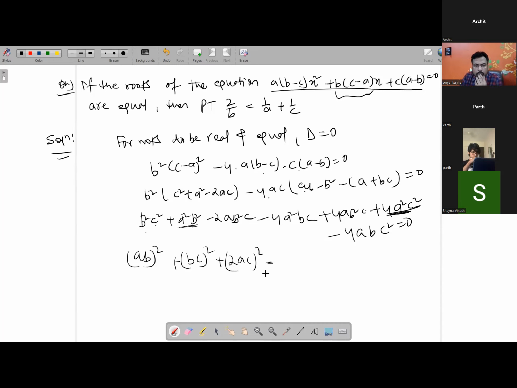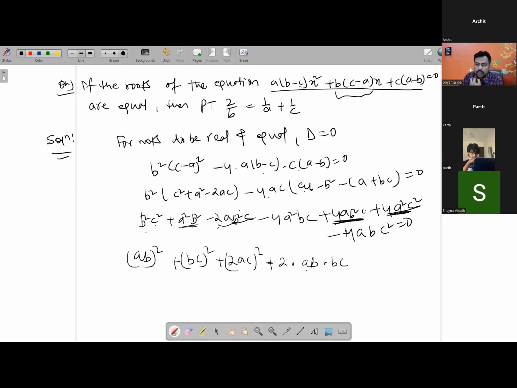minus, plus 2ab into bc, but there is a negative sign over here, so we have to apply the negative sign to either this term or this term. Let's see. So this will give you 2a square b square c. This and this, it will give you 4ab square c minus 2ab square c plus 2ab square c. We are done. That is fine.